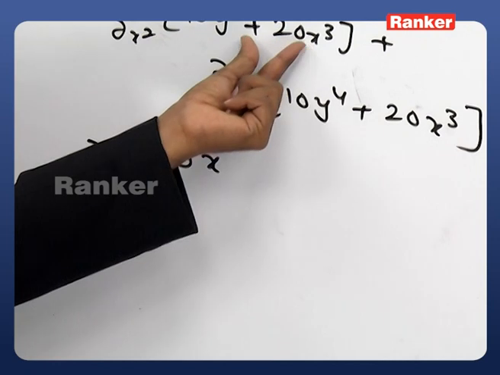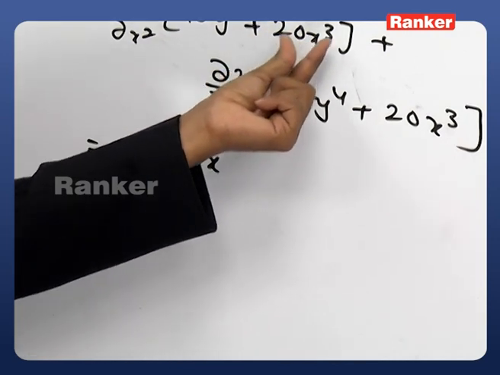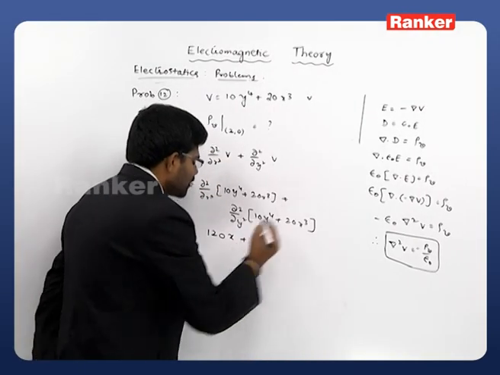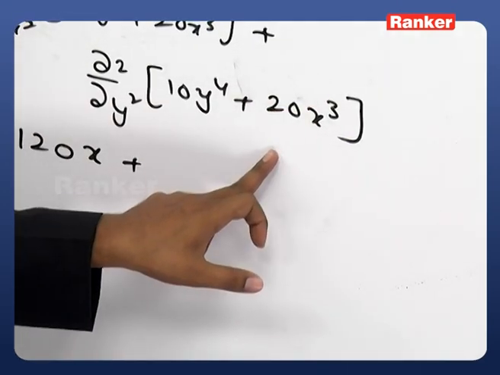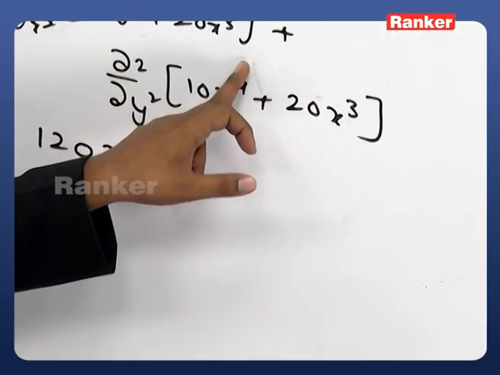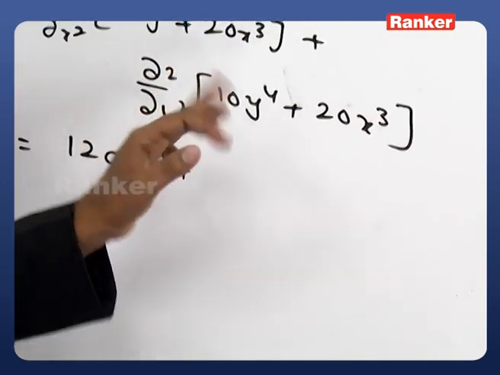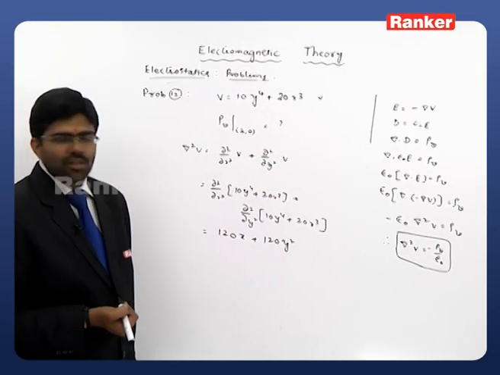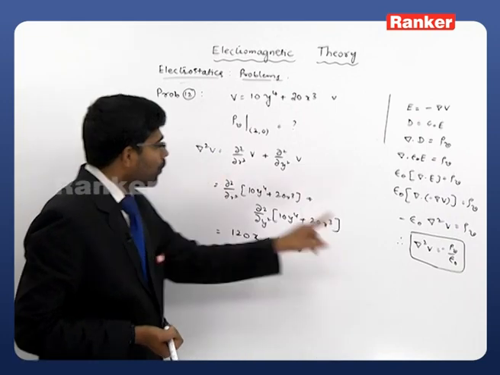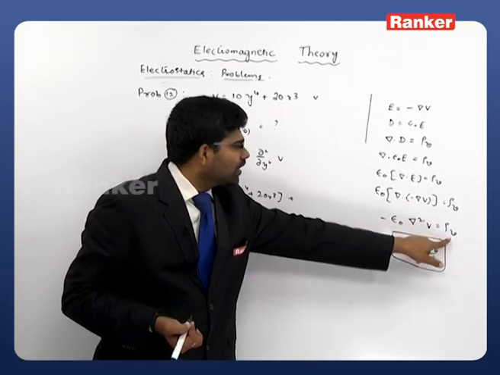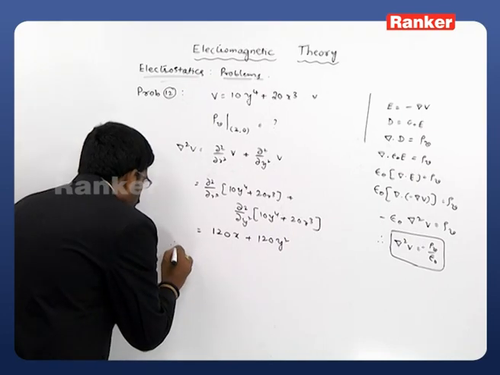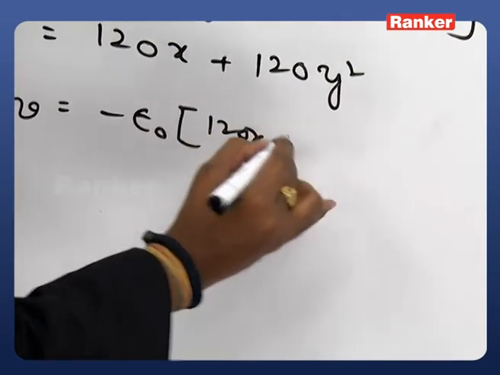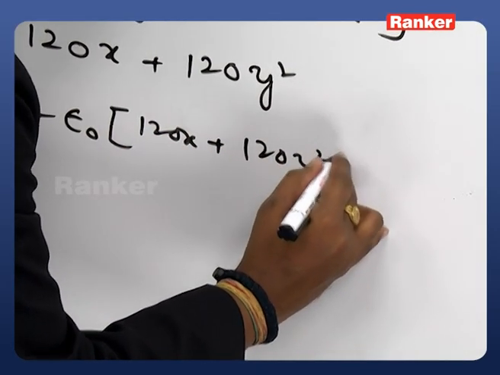That is for this particular term. And for the second term, since it is taken for y, the x terms will be cancelled and we get 40y cube, and then it becomes 40 into 3, 120y square. So this is the equation for del square V, but what we require is minus epsilon naught del square V for rho V. Therefore now rho V is equal to minus epsilon naught times of 120x plus 120y square.